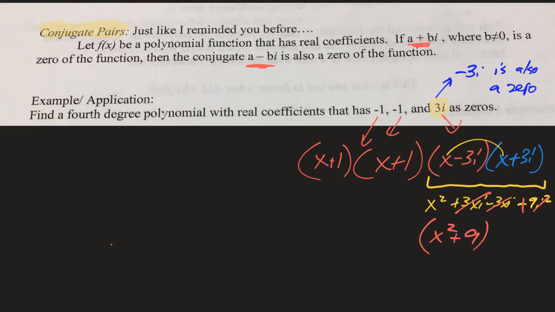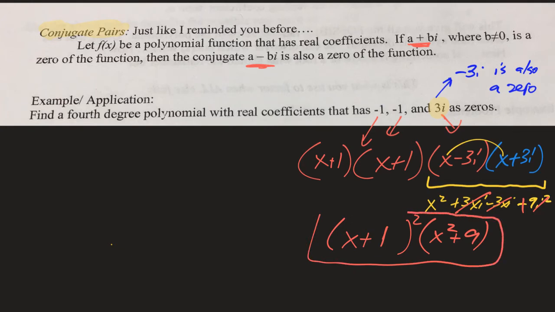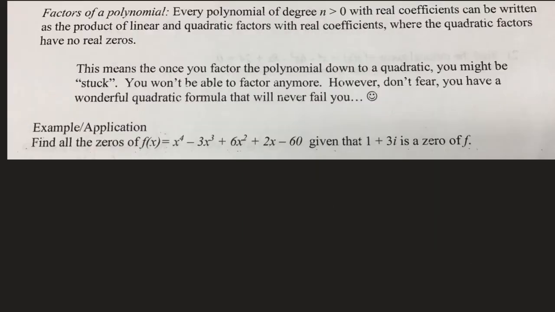And hey, look at these x plus 1s. I'm just going to rewrite them as x plus 1 squared. And boom, here is my polynomial. Okay? And that has a degree of 4 and has real coefficients, okay? So make sure that you multiply it out, otherwise you don't have real coefficients, okay? Don't leave your equations with i in them.